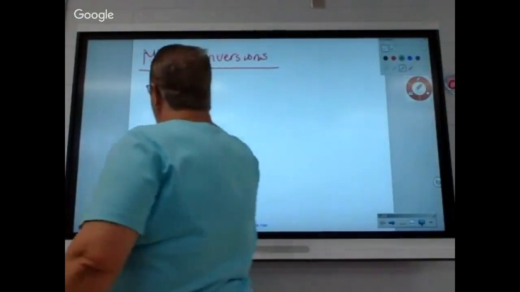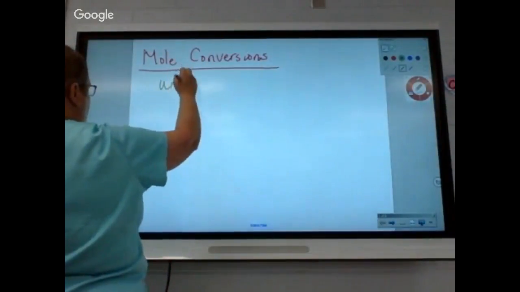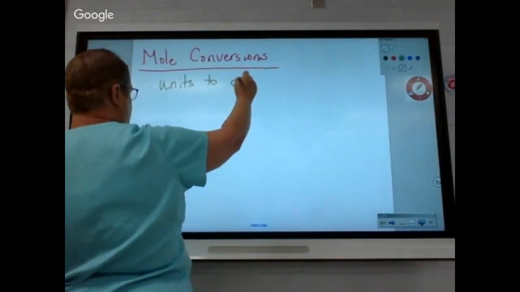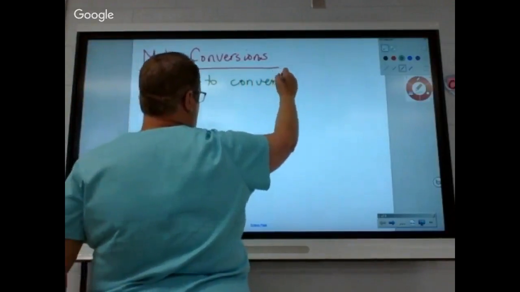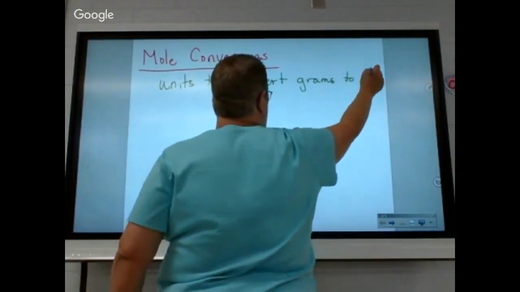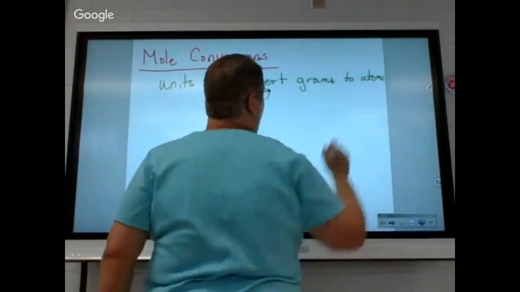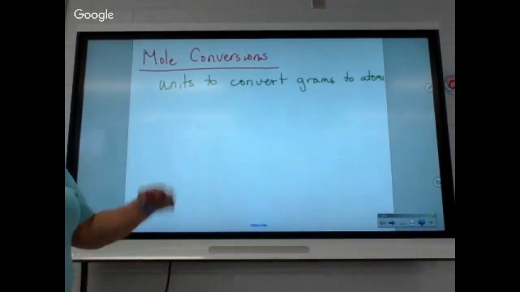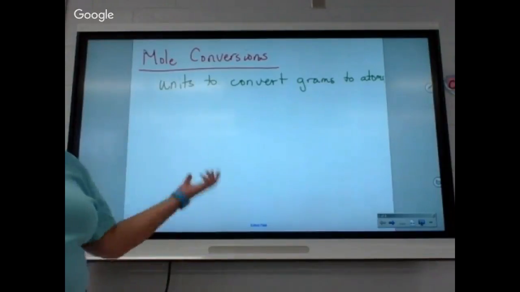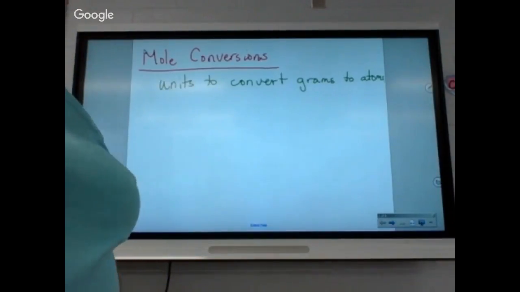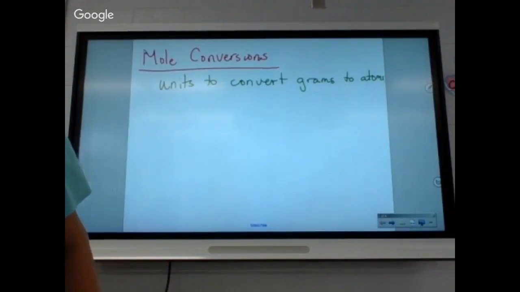All right. Moles are basically units to convert grams to atoms, which is what we're going to learn how to do today. As we branch out, we will be able to go from grams to molecules and grams to formula units. We will be able to go from grams of one compound to grams of a different compound. We're just not there yet.